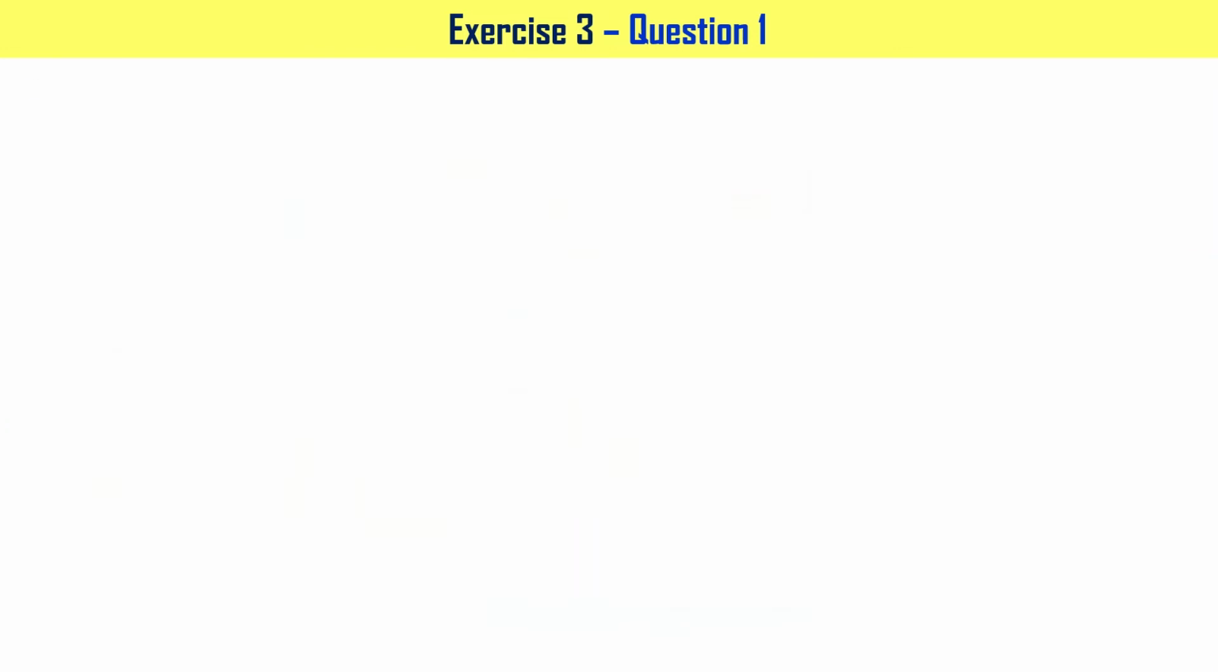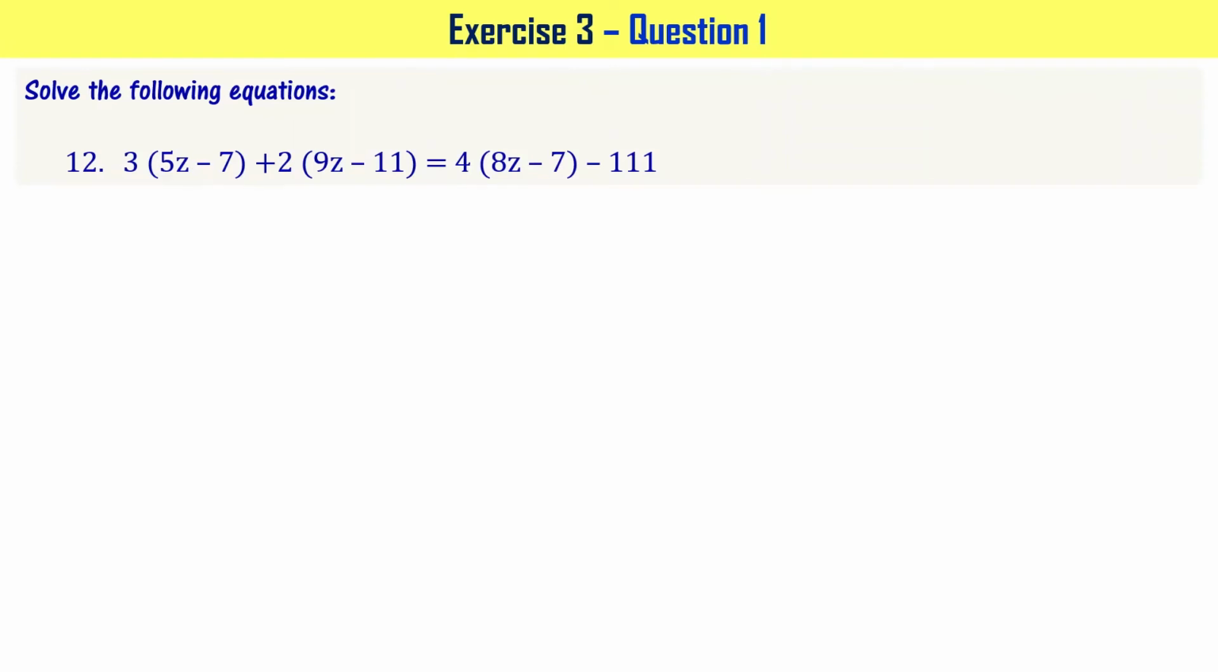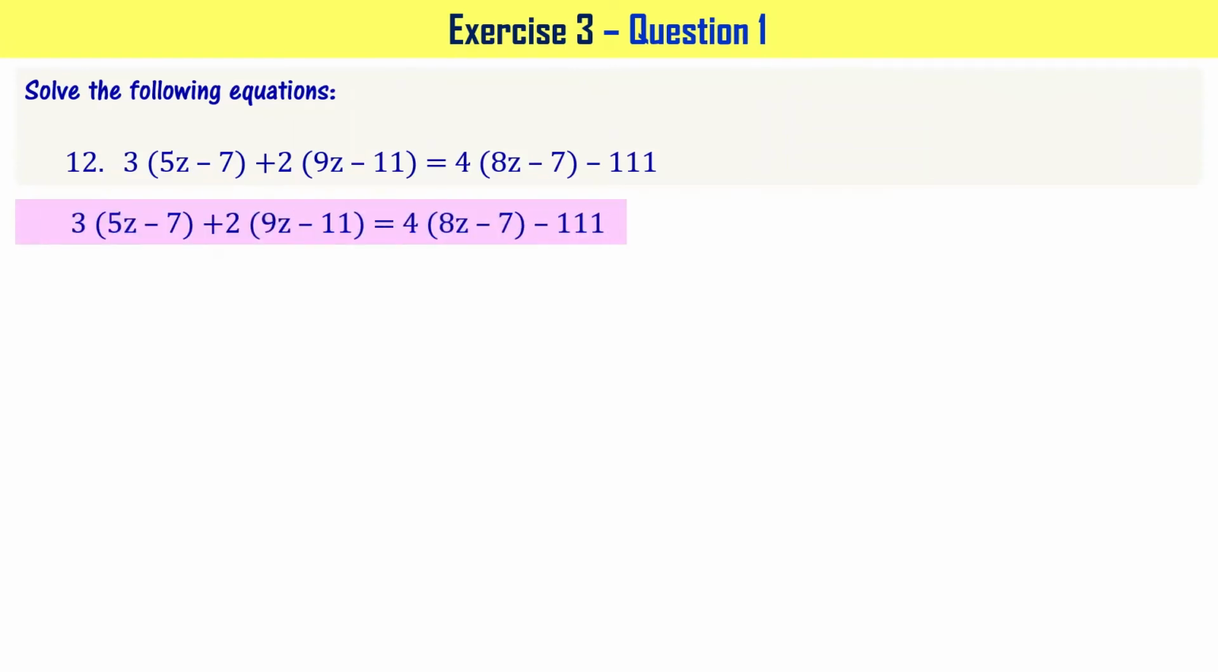The next problem is 12th problem, that is 3 times 5z minus 7 plus 2 times 9z minus 11 equal to 4 times 8z minus 7 minus 111, right?